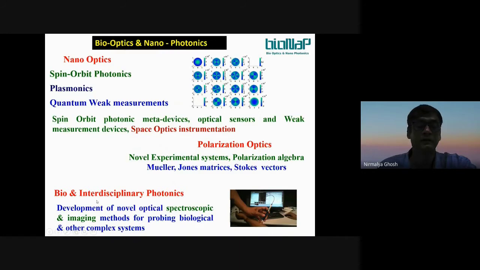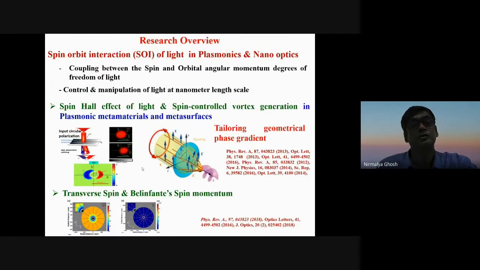In bio and interdisciplinary photonics, we want to develop various novel optical spectroscopic and imaging methods for probing biological and other complex systems. Light can carry both spin angular momentum and orbital angular momentum. Spin angular momentum is associated with circular or elliptical polarization. Orbital angular momentum is associated with the phase vortex. Like in atomic and condensed matter systems, these two degrees of freedom of light, or particularly of a light beam, can get coupled and give various interesting manifestations. This is what we call spin-orbit interaction of light.